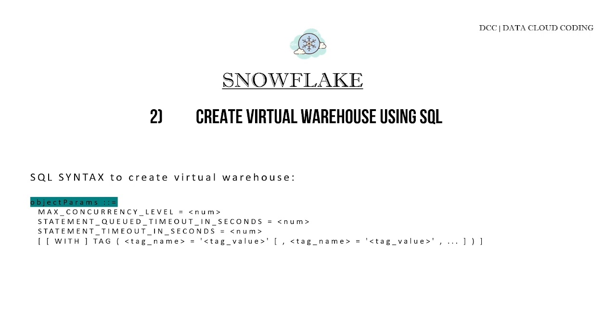For the object parameters, we have the attribute of maximum concurrency level. Also, we have the statement queued timeout in seconds, like if I have a running query and it is taking a long while to execute, after how much time do I want it to be timed out? Okay, so these are a few object parameters that we can specify when we are creating a virtual warehouse using the SQL command. Now let's have a deeper look at the properties and the parameters that we have just discussed. And let's try to keep it short, and then we will jump onto the Snowflake interface.